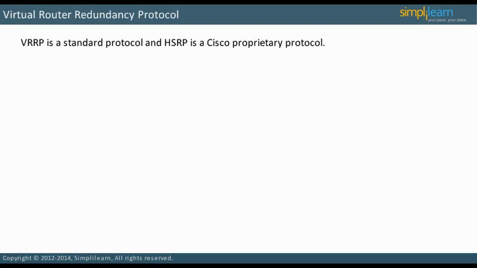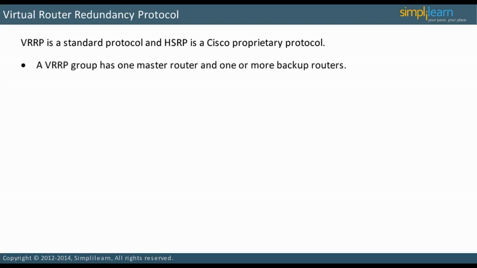VRRP is a standard protocol, unlike HSRP, which is a Cisco proprietary protocol. The configuration and function are similar to HSRP. A VRRP group has one master router and one or more backup routers, a change in terminology from the active and standby routers of HSRP. To verify VRRP, use the show vrrp command. The output shows the virtual IP and MAC addresses and whether this router is the master router or a backup. It is similar to the output from HSRP's show standby command.